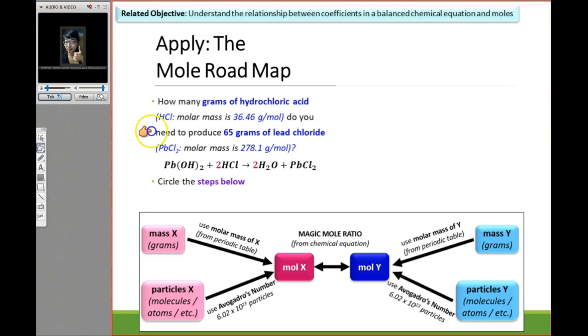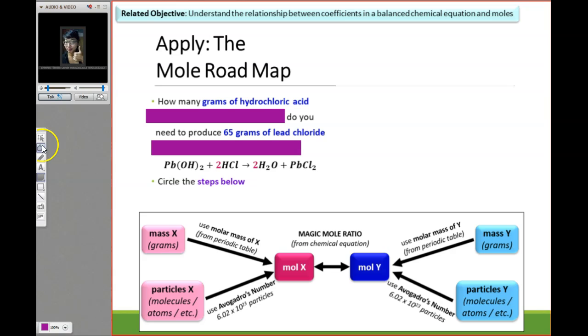Okay, so taking a look here, what number do I already know? What am I starting with? So we do know the molar masses, but that's not actually what we have. Molar mass is just like a reference number. We need to know exactly how much of something we have in this problem. So taking a look here, how many grams of hydrochloric acid? So ignore the molar masses for now and tell me what number we start with. What number do we know?